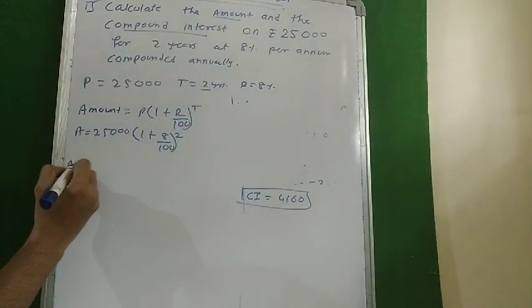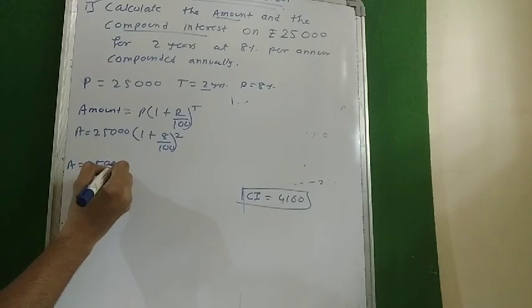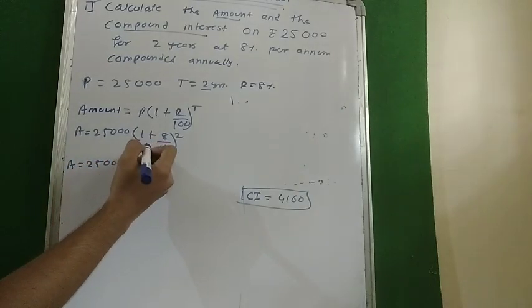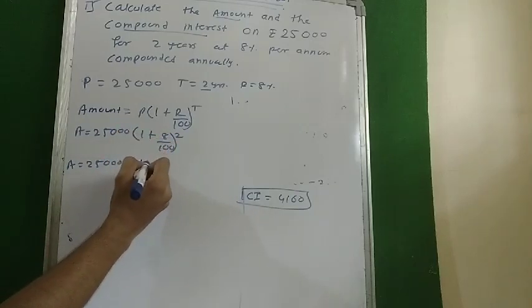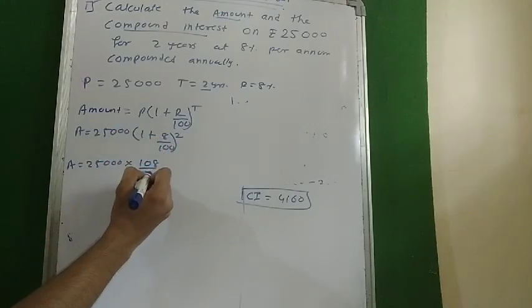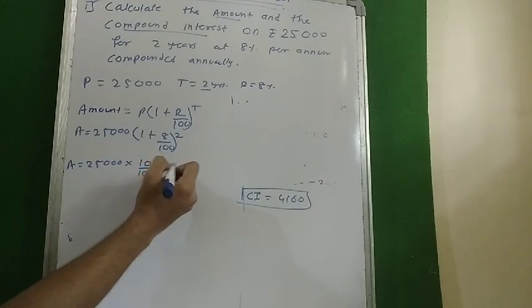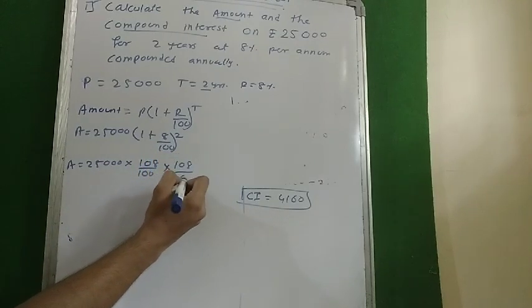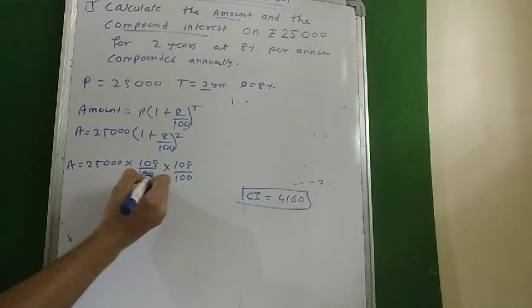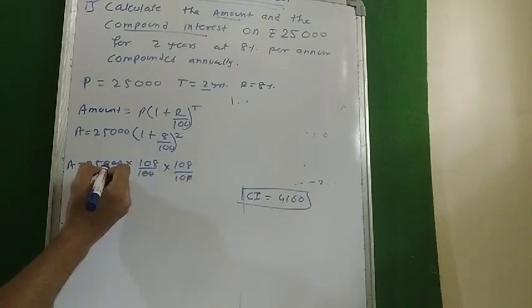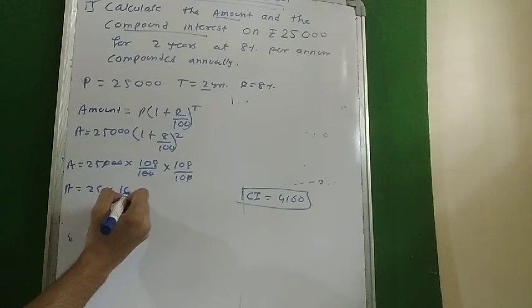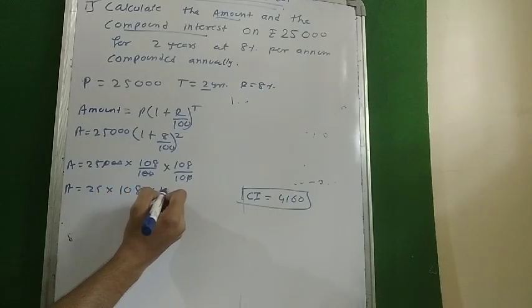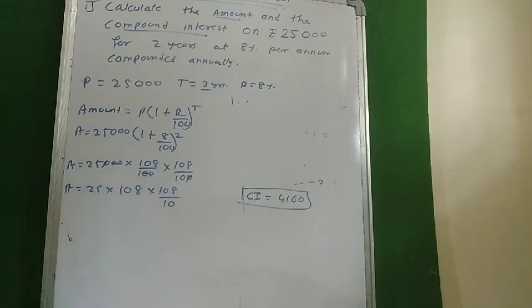So I can say that 25,000, when we cross multiply it, 100 ones are 100 plus 8, it is 108 upon 100. And as it is a square, I will write it 2 times, 108 upon 100. Okay, so 2 zeros, 1 zero, 1 zero cancel. What we have is 25, 108 upon 10.